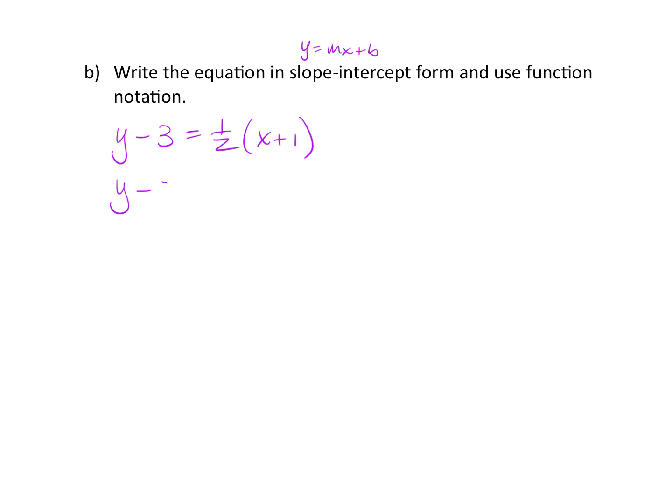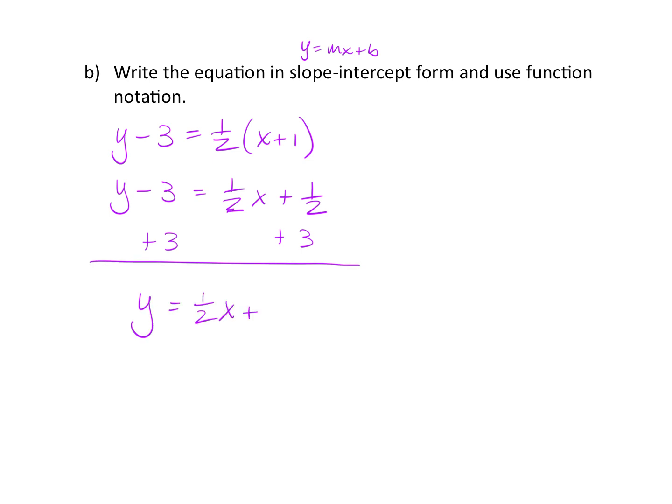So I have y minus 3 equals 1/2 x plus 1/2, and then add 3 to both sides. So I have y equals 1/2 x plus 3 1/2, which is 7/2. You can also just write 3.5. But there's the equation in slope-intercept form.